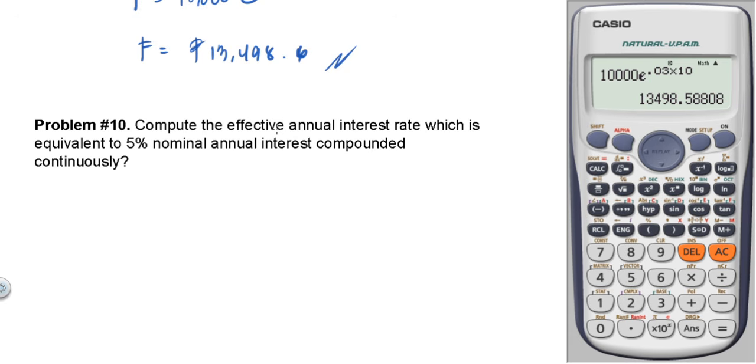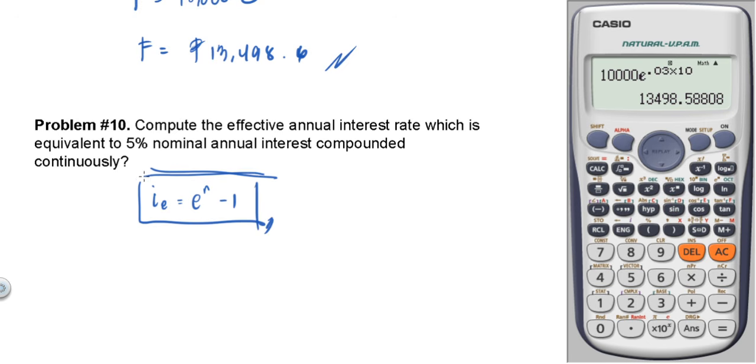Okay, number 10. Compute the effective annual interest rate which is equivalent to 5% nominal annual interest compounded continuously. Pares lang din ito ng ginawa natin sa unang video, but this time, compounded continuously kasi, no? Okay, so ito yung ating formula dyan. The effective annual interest is equal to E raised to R minus 1. Ito lang yung dapat natin tandaan dyan.